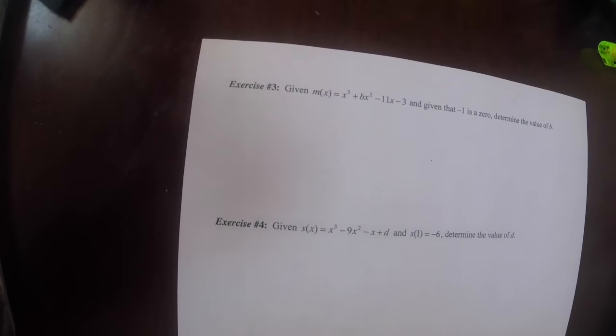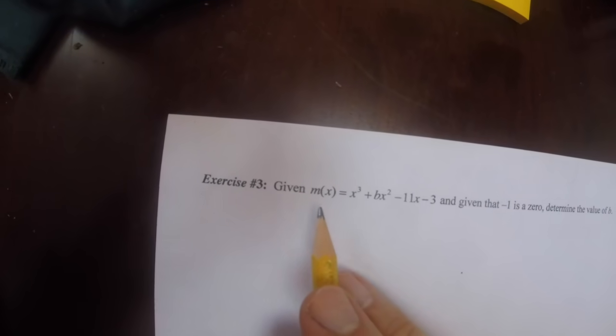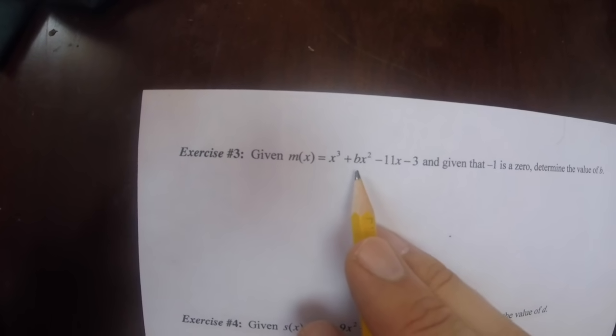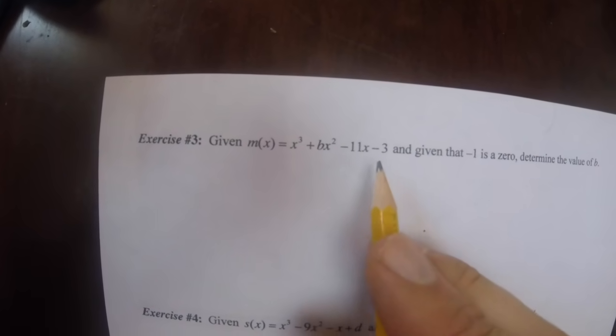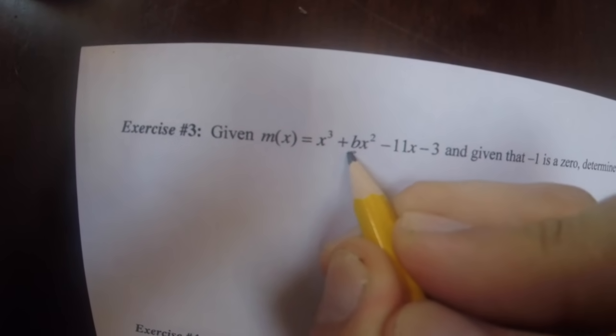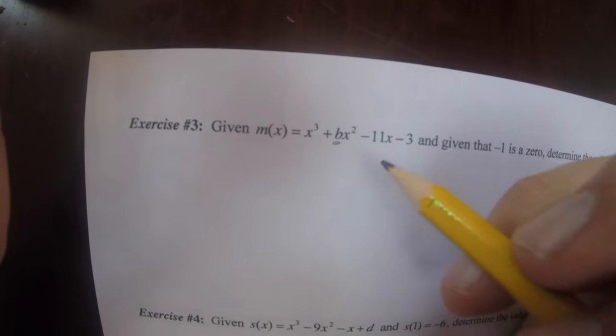All right, we got a couple more. Oh, these are different. Sweet. Given m of x equals x to the third plus bx squared minus 11x minus 3, and given that negative 1 is a 0, determine the value of b. So they want us to figure out, there's some number here that goes in front of the x squared. There's some coefficient. And I have to figure out what is that coefficient of that function.